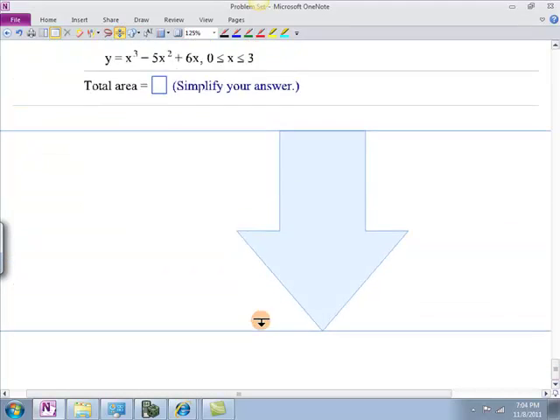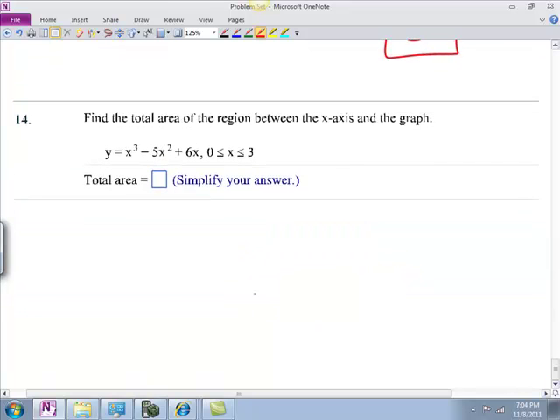Okay, this one's on you. Total area of the region between the x-axis and this graph, between 0 and 3. We're doing this problem. That's what we said, x and 4. Right. Okay.